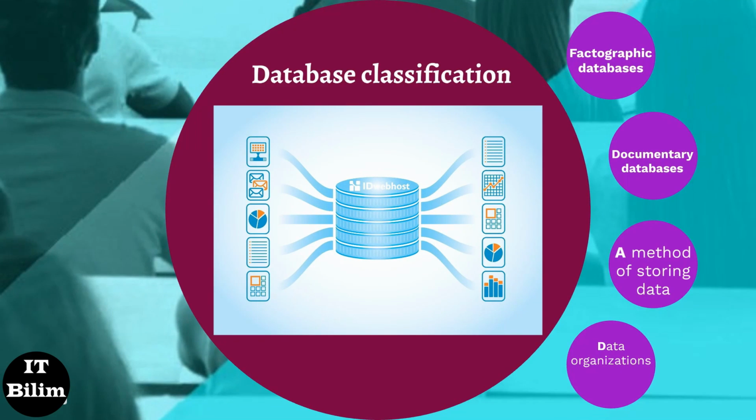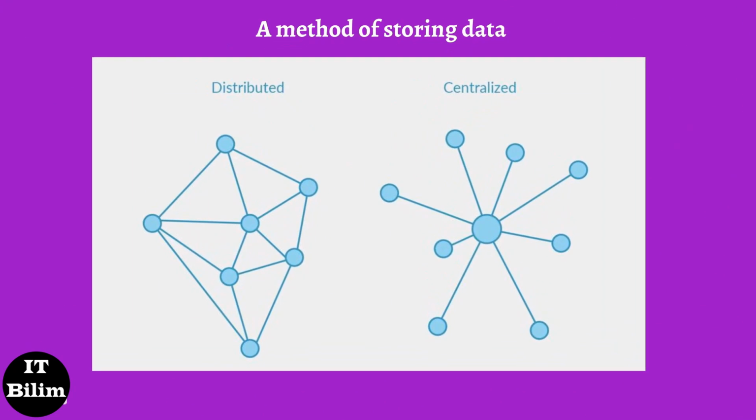A method of storing data. According to the method of data storage, centralized and distributed databases are distinguished. In centralized databases, all data is stored on one computer, local or network. In distributed databases, parts of the database are stored on many computers connected to each other in a network.